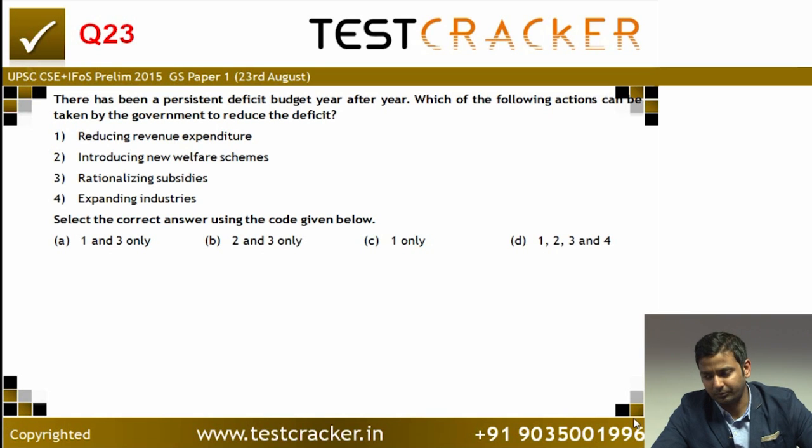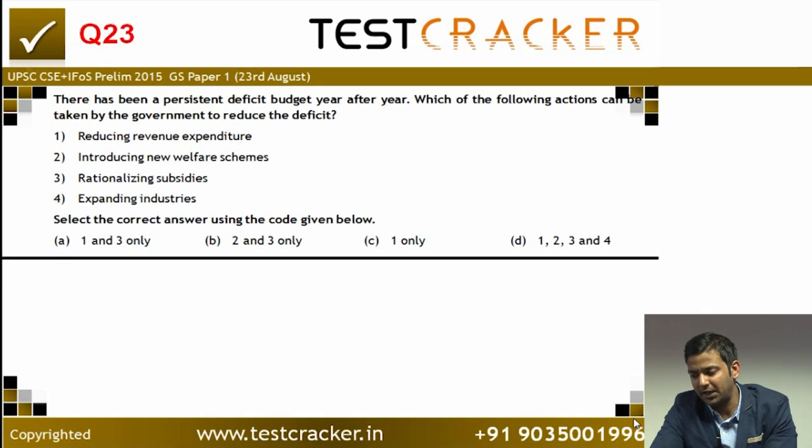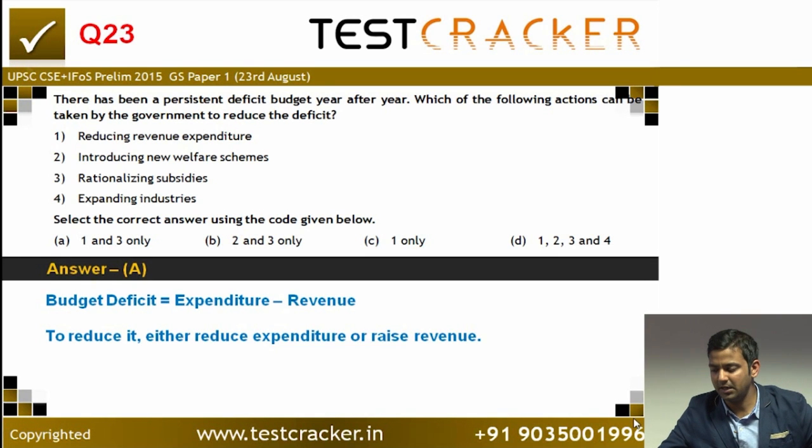Rationalizing subsidies is 3. What does rationalizing mean? A frequently used phrase by the finance minister, by the government, and a euphemism for reducing subsidies. Reducing the subsidies and targeting them better. So we are talking about reduction in subsidies, which is a reduction in expenditure. So we will also select 3. What about 4? Even though you do not have any answer option called 1, 3 and 4, even if you look at 4, expanding industries means more investment, it means more expenditure. So the only way we can reduce, out of these 4, is by using 1 and 3. Therefore the correct option is A, 1 and 3 only.